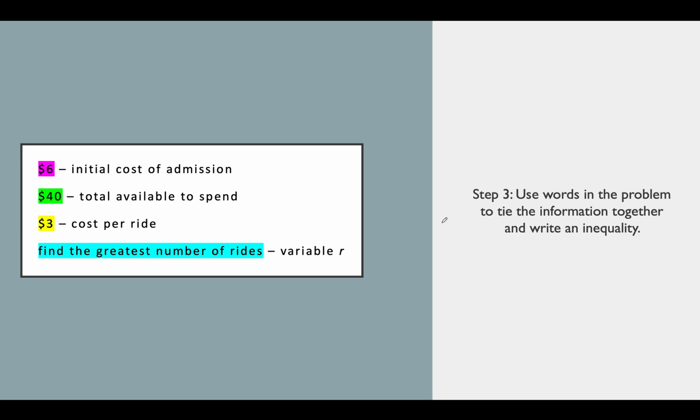And then use the words in the problem to tie the information together. Now this here says per ride. So we know that this is going to tie in with our variable because of the word per. And the word right next to it says ride, and this is ride. So these two things are going to tie each other together. The initial cost of admission is our starting number. And then this isn't our end goal necessarily. This is the total amount that we have to spend.